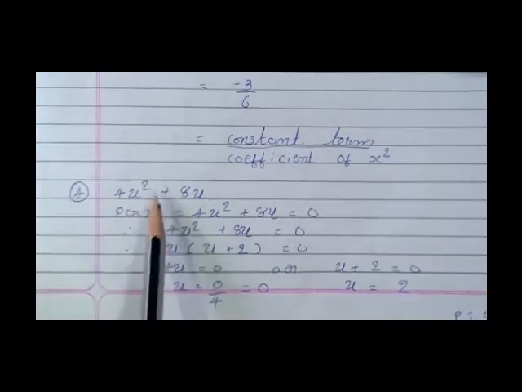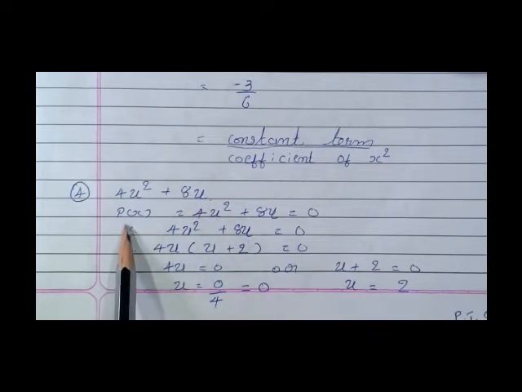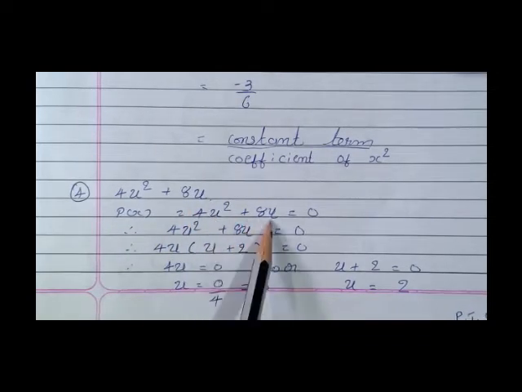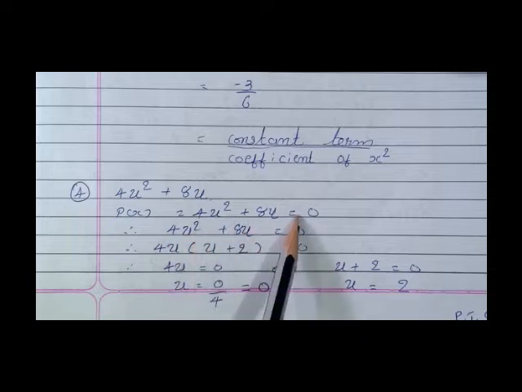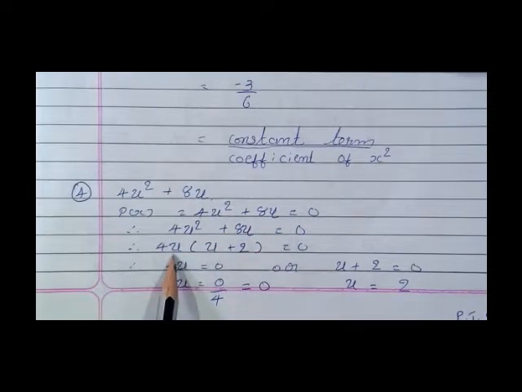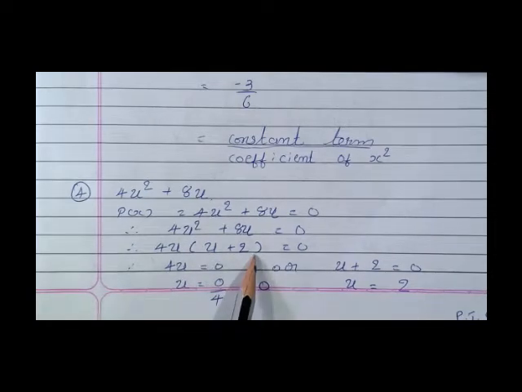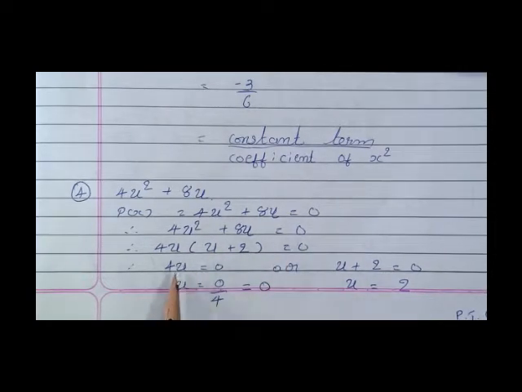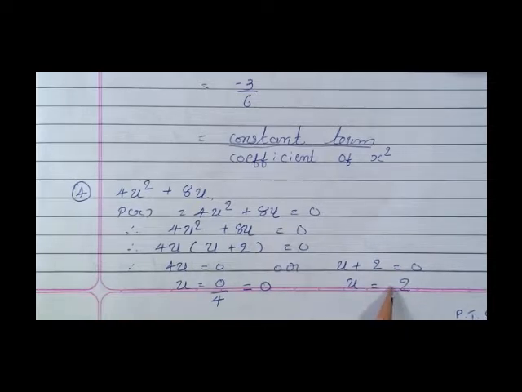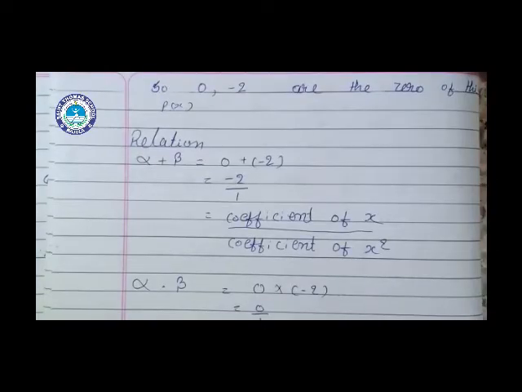Now question number 4: 4u square plus 8u. So p of x is equal to 4u square plus 8u is equal to 0. See that here 4u is common between them. So 4u is common, and on the inside u plus 2 is left. It's equal to 0. So 4u is equal to 0 or u plus 2 is equal to 0. So 4 is coming to the denominator, u is equal to 0 by 4, and the integer 0 divided by 4 is equal to 0. And u is equal to minus 2.